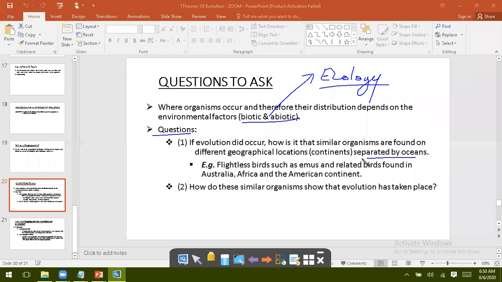But here we see that different continents have similar organisms that are existing in another continent. Example, the flightless birds, the emus and ostriches, are found in Australia, Africa, and the American continent. These are geographically far places, but these animals with similar features are living there. And that cannot be possible through the story of evolution. Next question is, how do these similar organisms show that evolution has taken place?